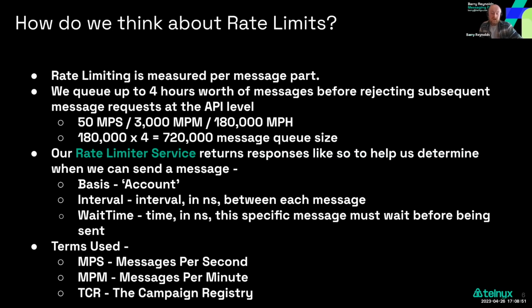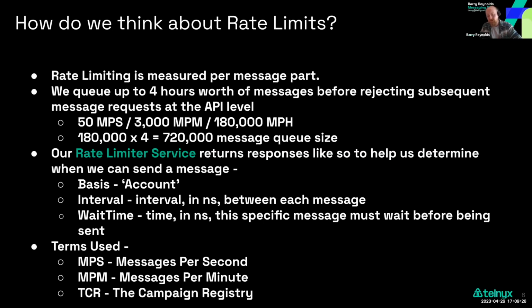So for example, if you have a level 2 verified account over SMS, you get 50 MPS, or rather 3,000 messages per minute, 180K per hour. If you do 180K by 4, we have a queue size of about 720K. So this is the amount of messages you can put in the queue at once before we'll start rejecting. So this is handy if you don't have full control over your sending habits. We'll do some of the legwork for you to an extent.